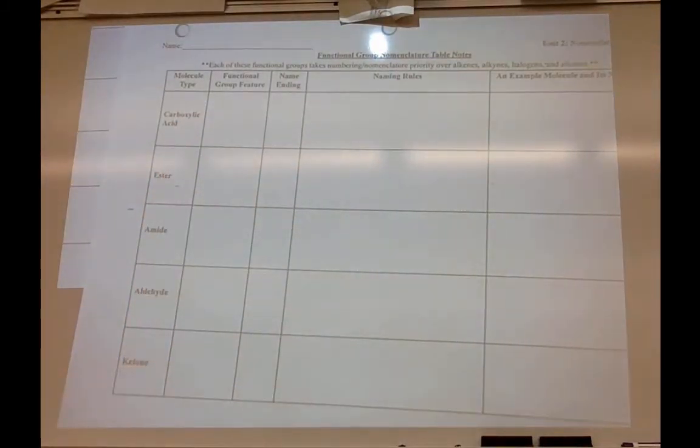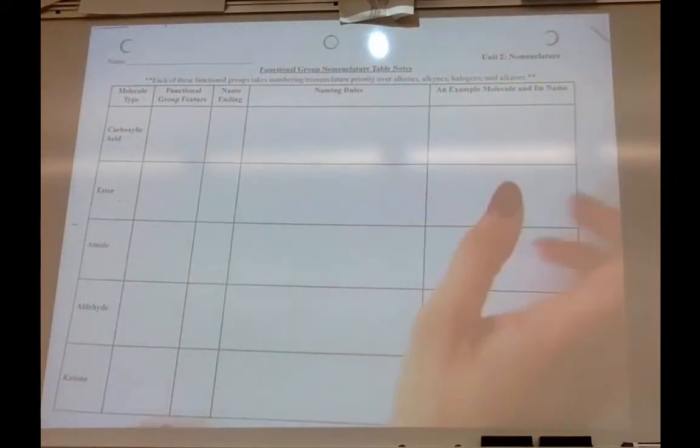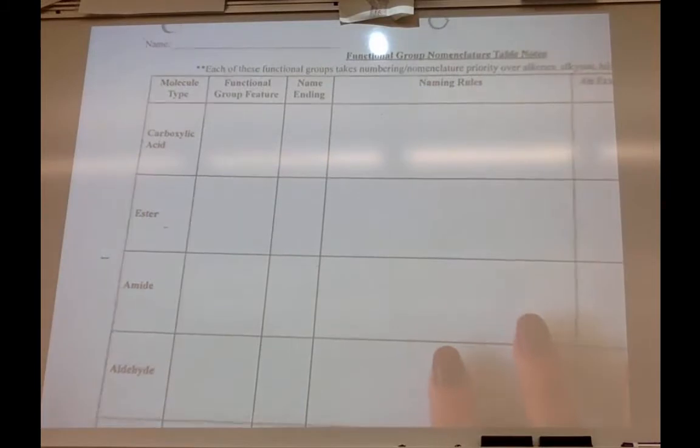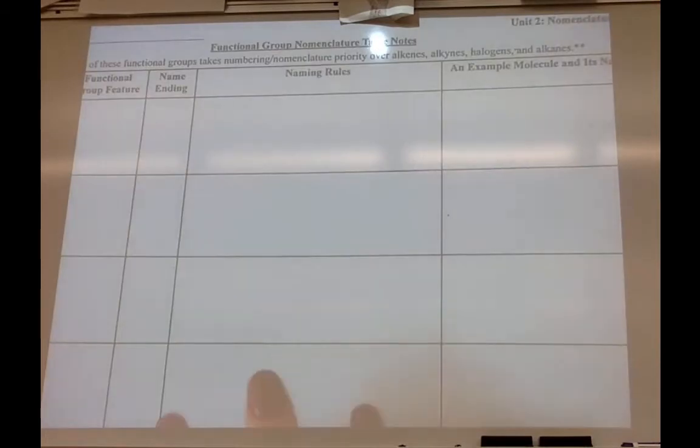So carboxylic acids are the top priority when it comes to naming. All of these functional groups will take priority over alkenes, alkynes, alkyl halides, and just alkanes. So these will go in order. And so as we fill this out, we're going to do a quick review of the functional group structure, the general structure, the ending, and then we'll look at the naming rules, and then I'll move it over and we'll look at an example molecule with its name.